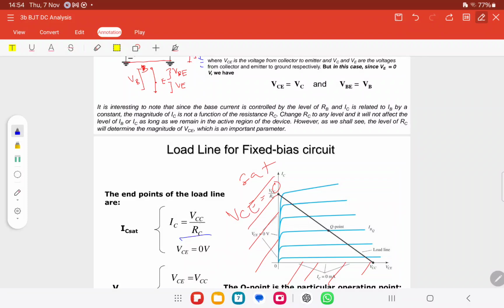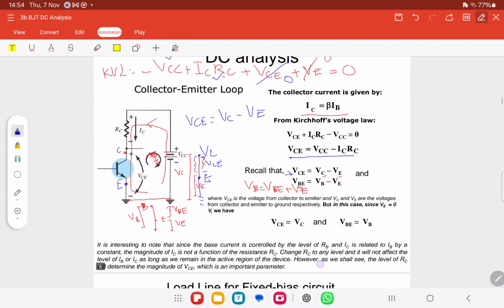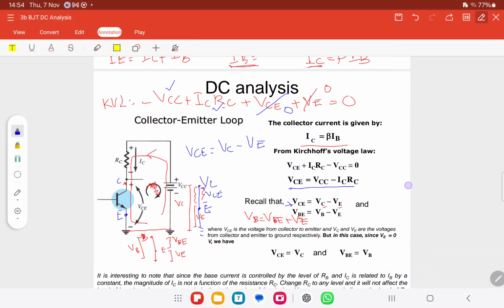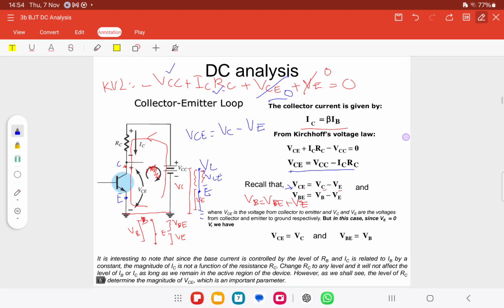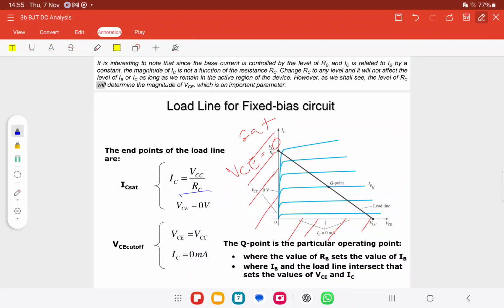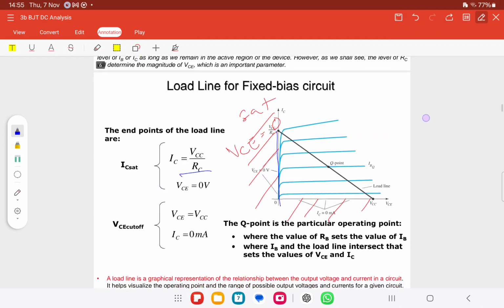Kan? So, it's actually this one comes from the KVL. Kenapa IC equals to 0? Sebab dia kata at saturation. Memang at saturation kat sini. Sebab tu VCE equals to 0. Okay? That one is for saturation.